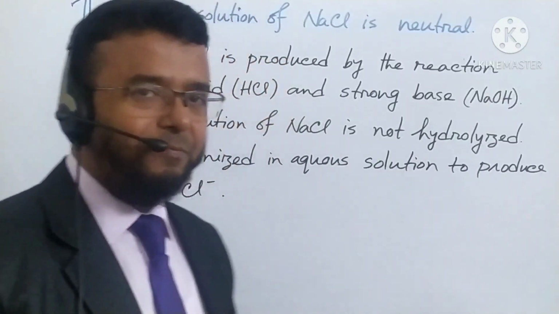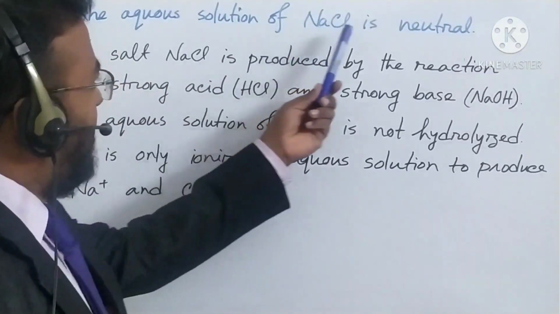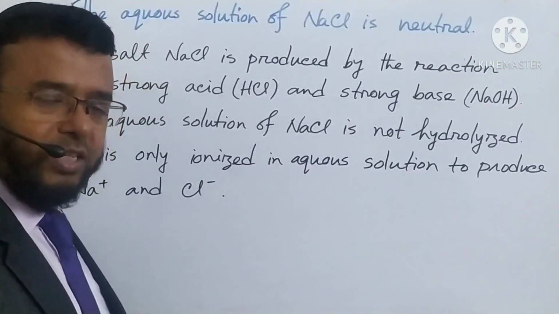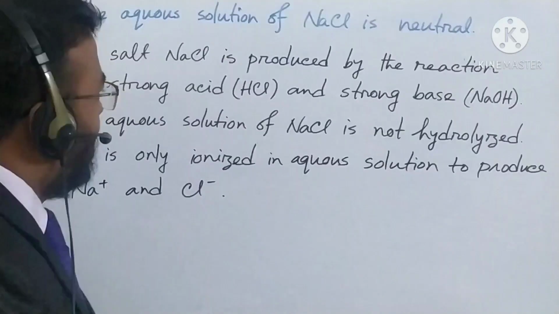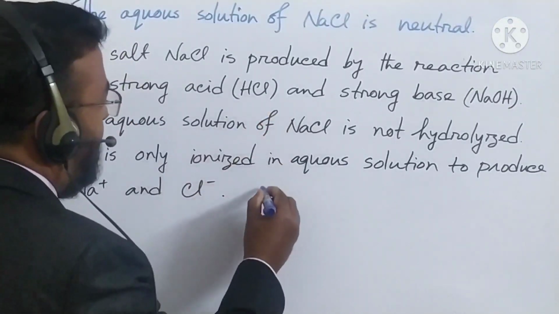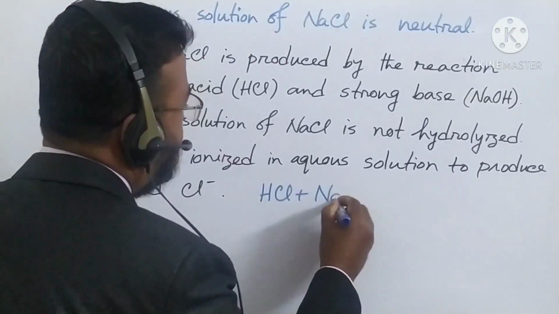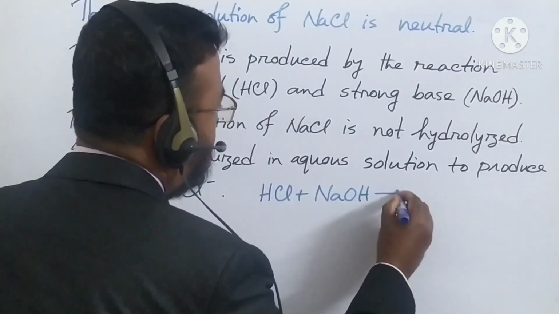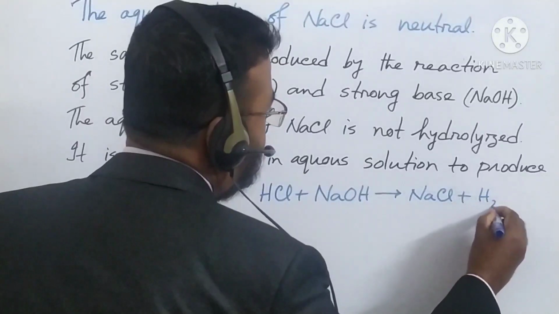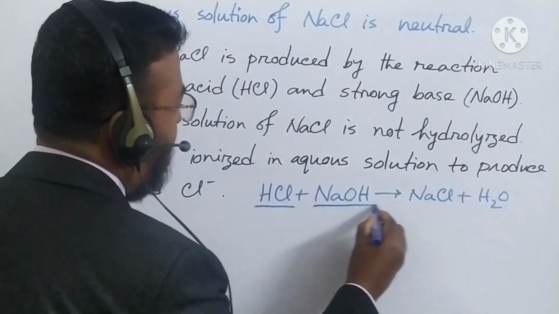Okay, students, now I have written: the aqueous solution of sodium chloride is neutral. So now we have to explain the statement. Sodium chloride is produced by the reaction of hydrochloric acid plus NaOH. It is NaCl plus water. So that means it is a strong acid and it is a strong base.